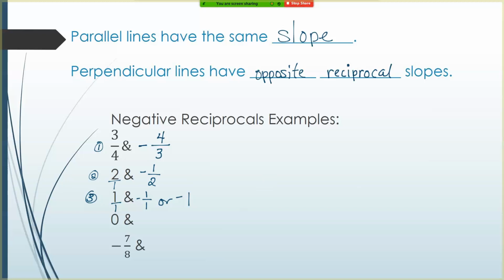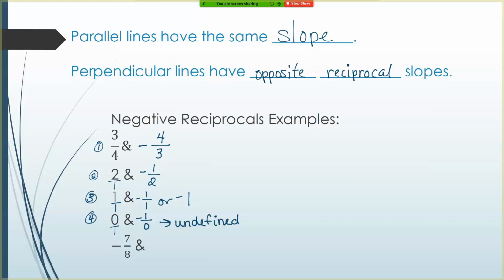Question number 3, or number 4, I guess. If I make 0 a fraction, 0 divided by 1 is still 0. If I flip that and change the sign, I'm going to have negative 1 over 0. Can you divide by 0? No, you can't divide by 0, so this is actually undefined. So we say it's undefined because you can't divide by 0.